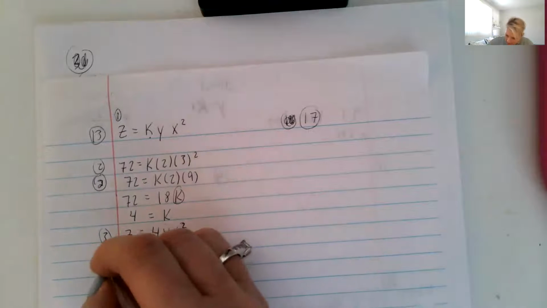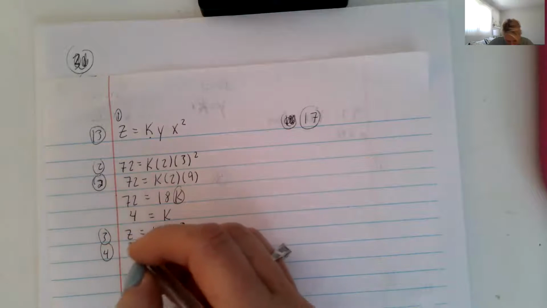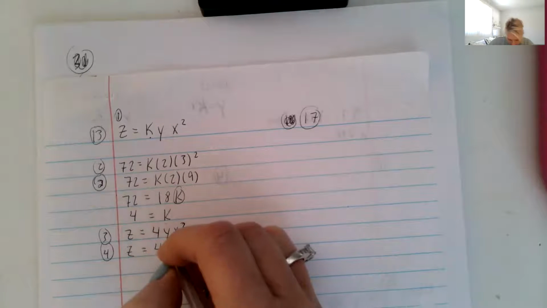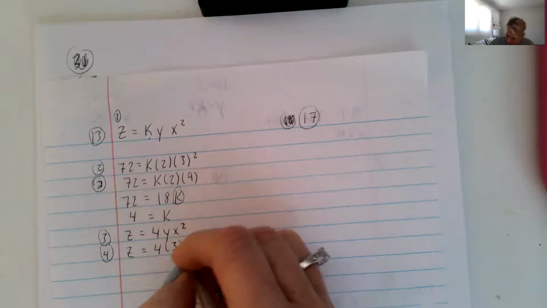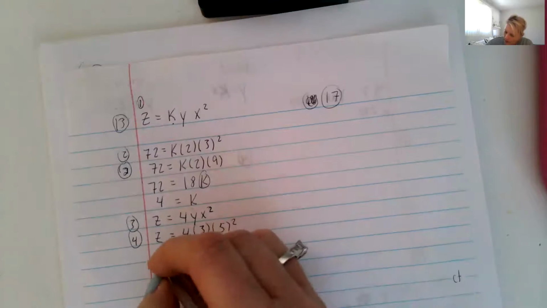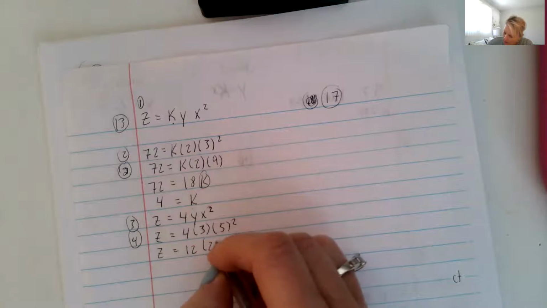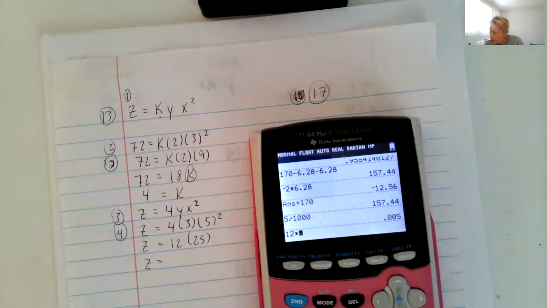And then our fourth step is, it says find z when x equals 5 and y equals 3. So z equals 4 times 3 is 12, and 5 squared is 25. Then we're going to go ahead and put 12 times 25, and we get 300.